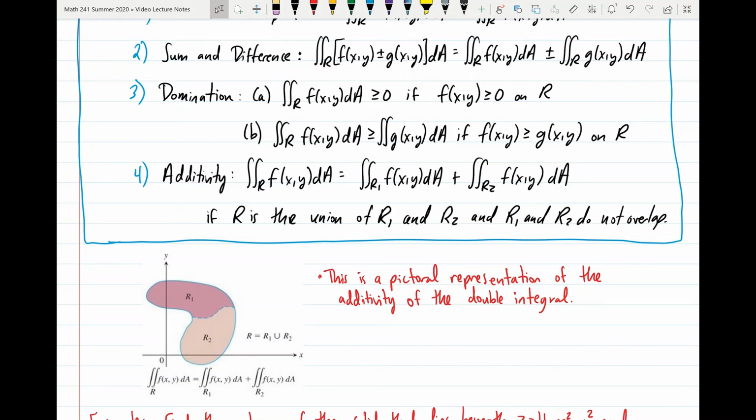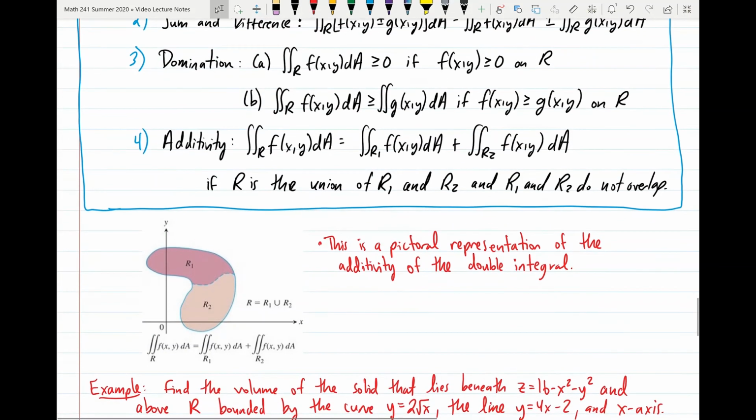functions, f of xy and g of xy, and f of xy is always greater than or equal to g of xy on some region R, then it follows that the double integral of f of xy over R is greater than or equal to the double integral of g of xy over the region R. And this property does hold for the regular integral as well. I'm just not sure if it was mentioned in the text back in chapter 5 or whatever it was.